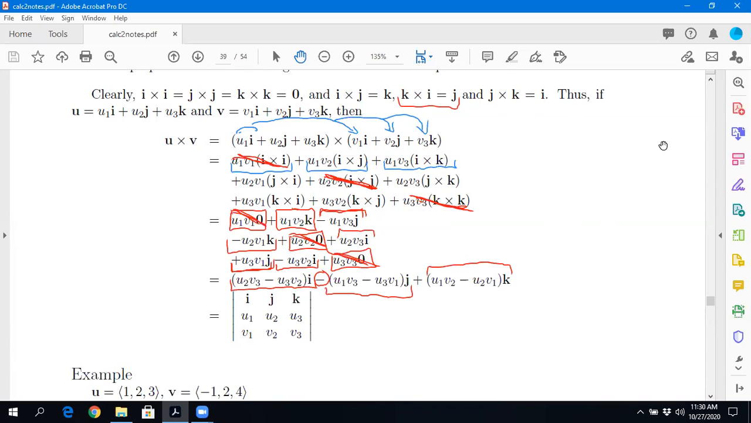So it looks complicated, but I hope it makes sense. We were distributing those things in there, using the properties that we knew.